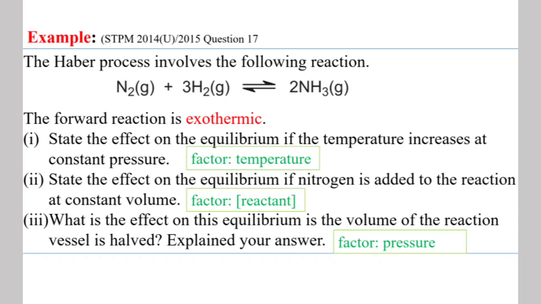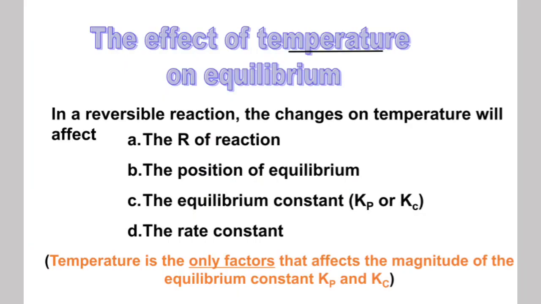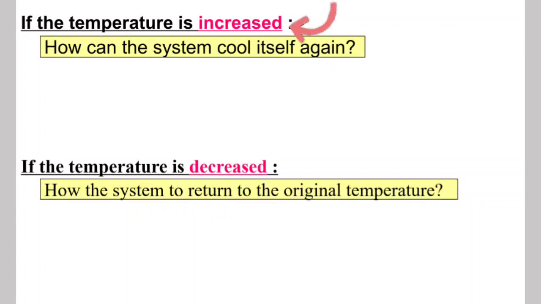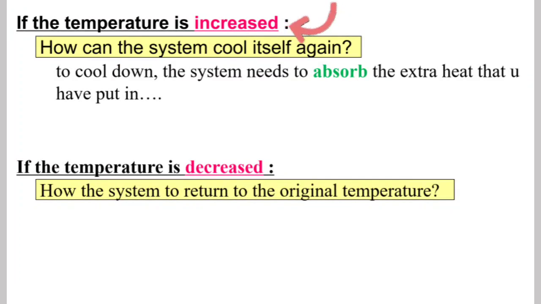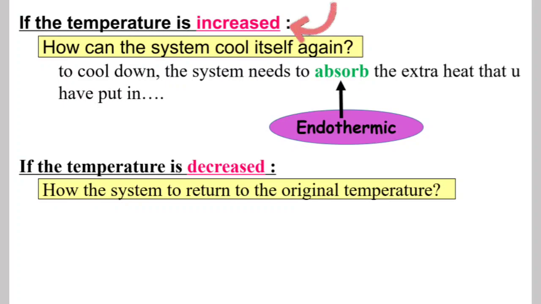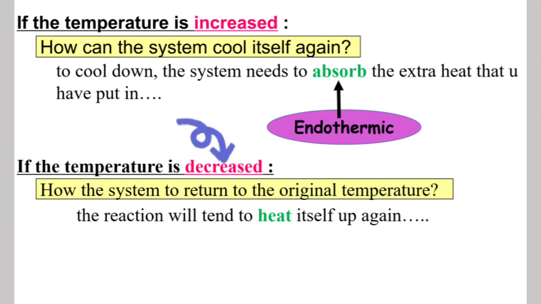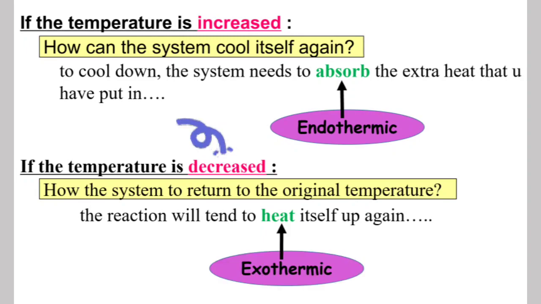Now, let's look at question 1, the effect of temperature on equilibrium. The change in temperature will affect the following. However, we only focus on the position of equilibrium in our discussion. According to Le Chatelier's principle, if you increase the temperature of a system, how can the system cool itself again? To cool down, the system needs to absorb the extra heat that you have put in. Therefore, a temperature increase favors the endothermic reaction. Now, if you reduce the temperature, the system counteracts the change you have made by producing more heat. Therefore, a temperature decrease favors the exothermic reaction.